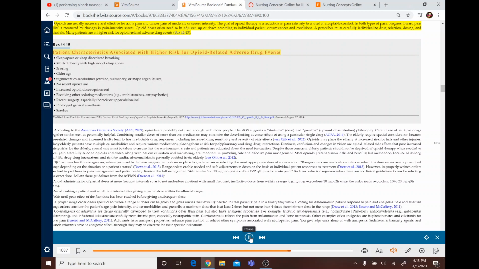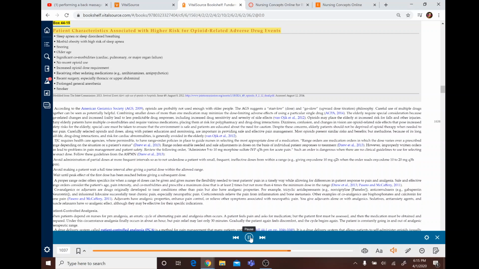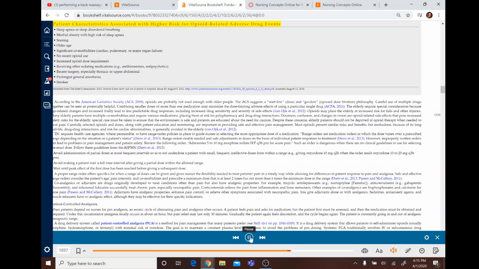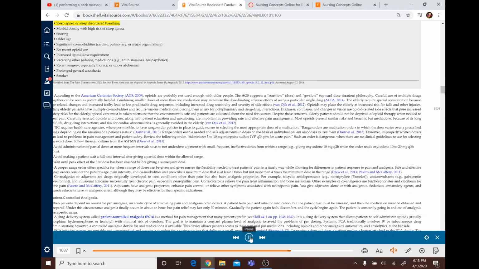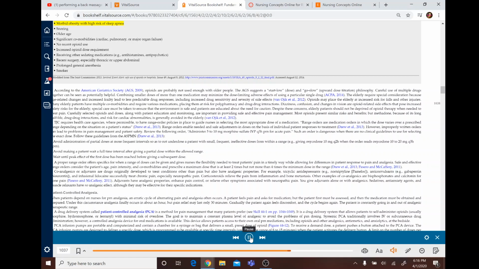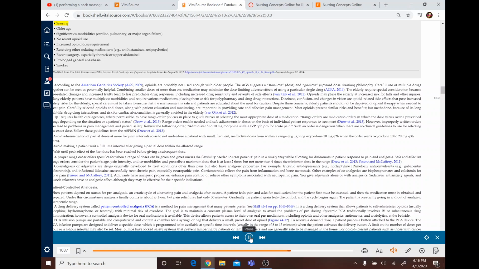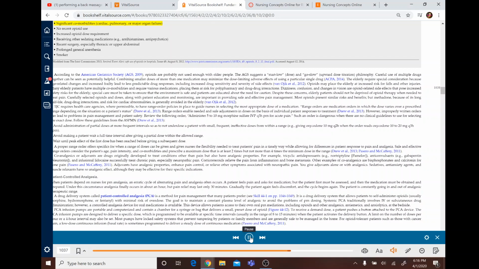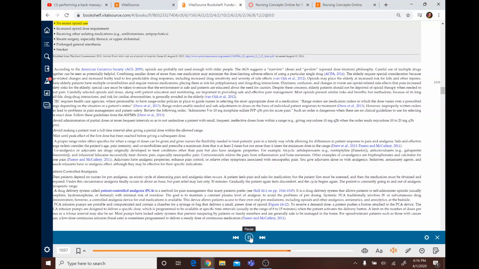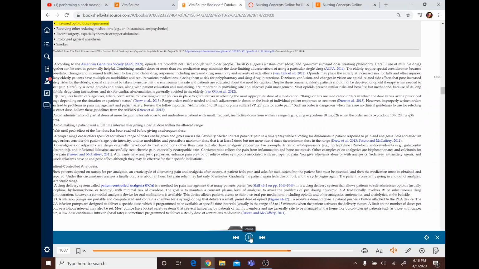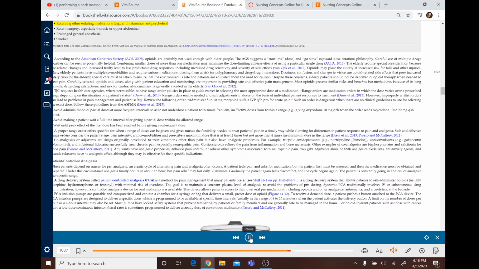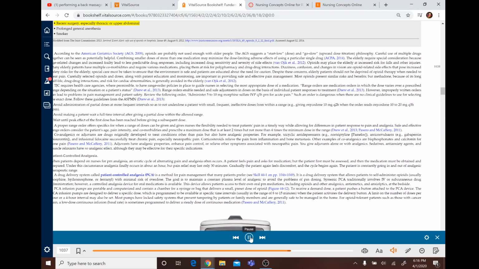Box 44-15. Patient characteristics associated with higher risk for opioid-related adverse drug events. Sleep apnea or sleep disordered breathing. Morbid obesity with high risk of sleep apnea. Snoring. Older age. Significant comorbidities, cardiac, pulmonary, or major organ failure. No recent opioid use. Increased opioid dose requirement. Receiving other sedating medications, for example antihistamines, antipsychotics. Recent surgery, especially thoracic or upper abdominal.